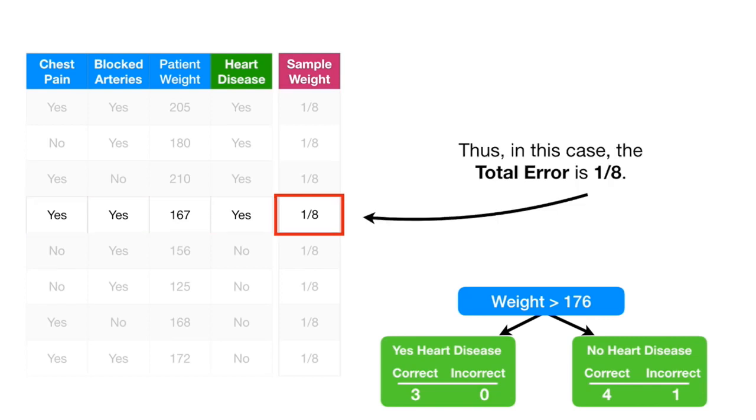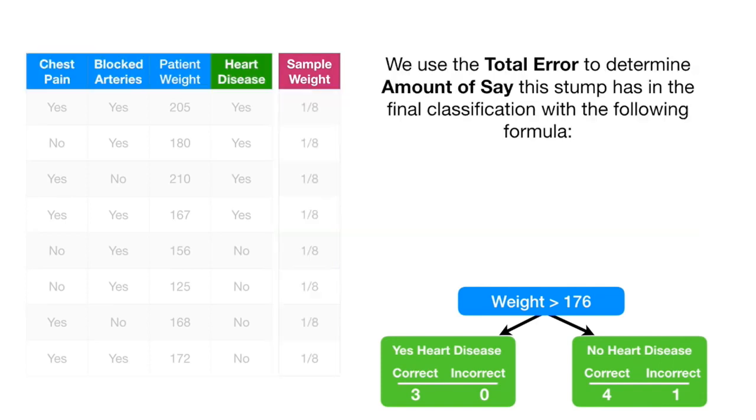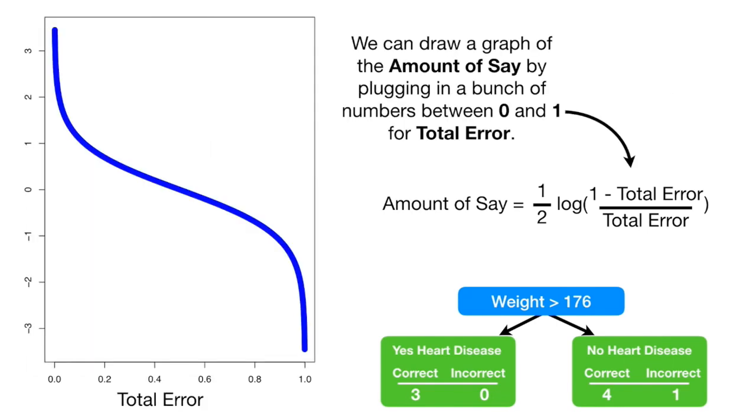Note, because all of the sample weights add up to 1, total error will always be between 0 for a perfect stump and 1 for a horrible stump. We use the total error to determine the amount of say this stump has in the final classification with the following formula. Amount of say equals 1/2 times the log of (1 minus the total error) divided by the total error.